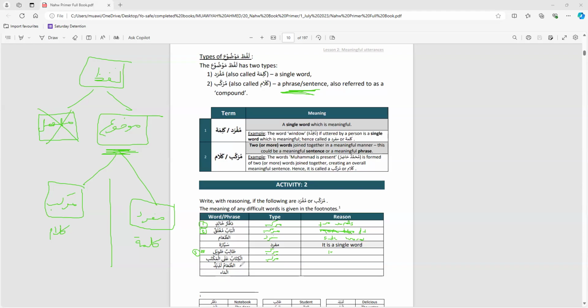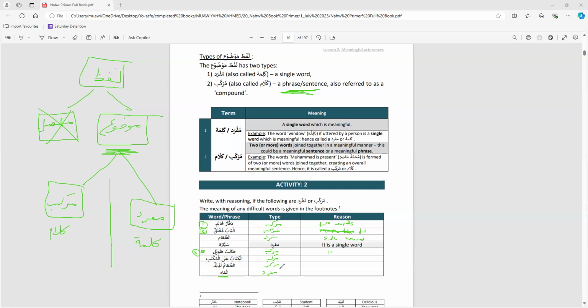The next example, at-ta'amu ladidun. Ta'am means food. Ladid means delicious. The food is delicious. Murakkab. And then the final one, al-ma'u. That is? Mufrad.